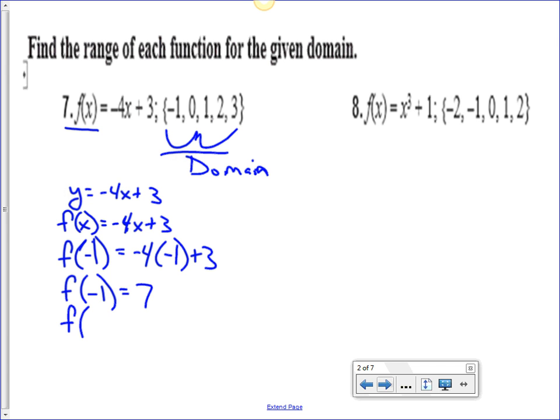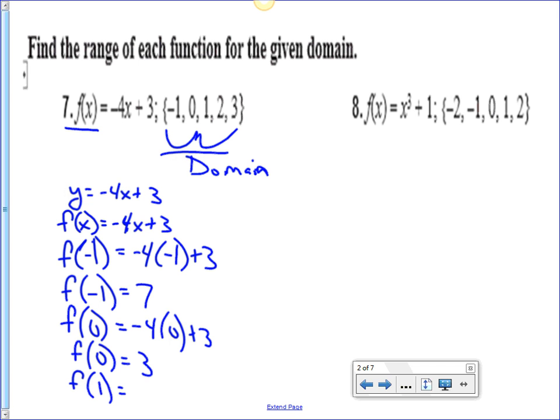Okay, then I'm going to do the same thing for the next one. The function value at 0 is negative 4 times 0 plus 3. So I have 0 plus 3, so the function value at 0 equals 3. Okay, so if I plug in 1, the function value at 1 would be negative 4 times 1 plus 3, which is negative 1.